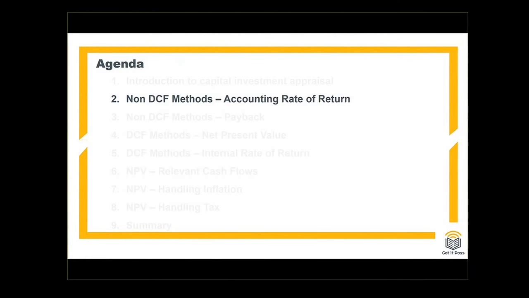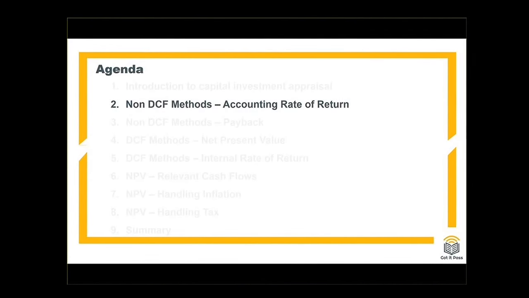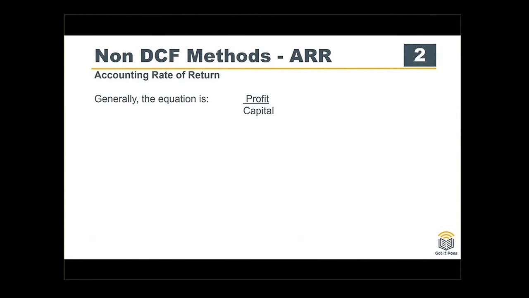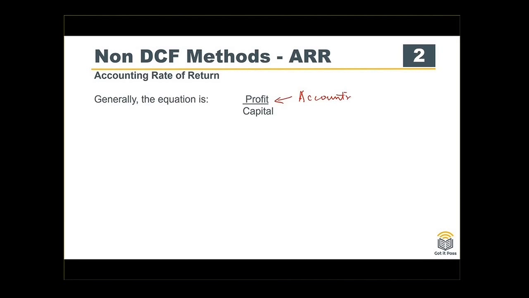Next topic, accounting rate of return. What is accounting rate of return? Generally, the equation shows the relationship between profit and capital. This is the formula, what we call ARR, the accounting rate of return. So what does profit mean? Profit can be accounting profit. For example, net profit after tax, or NPAT, or EBIT, earnings before interest and tax. So which profit figure should I apply in this formula?